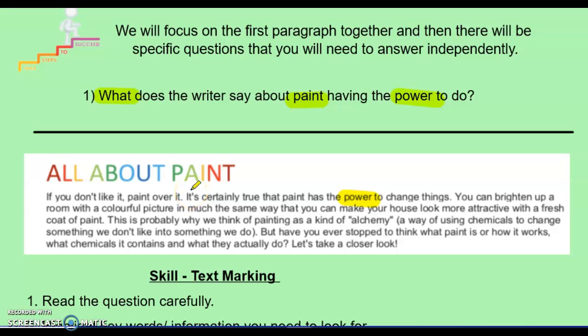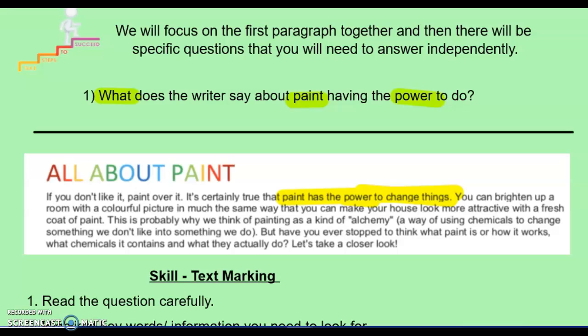It's certainly true that paint has the power to change things. Now I found the information that links to the question. It tells me that paint has the power to change things. So now I'm going to highlight all of that information. Okay, now I'm going to take that information back. I've retrieved it from the text. I'm going to take it back to form my answer and write that in a sentence.